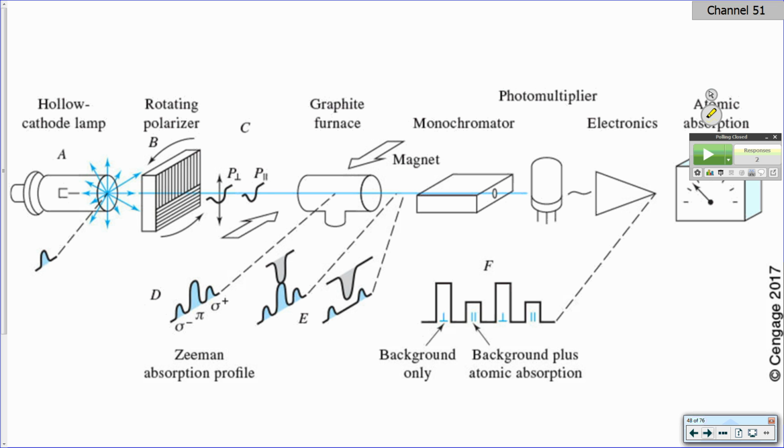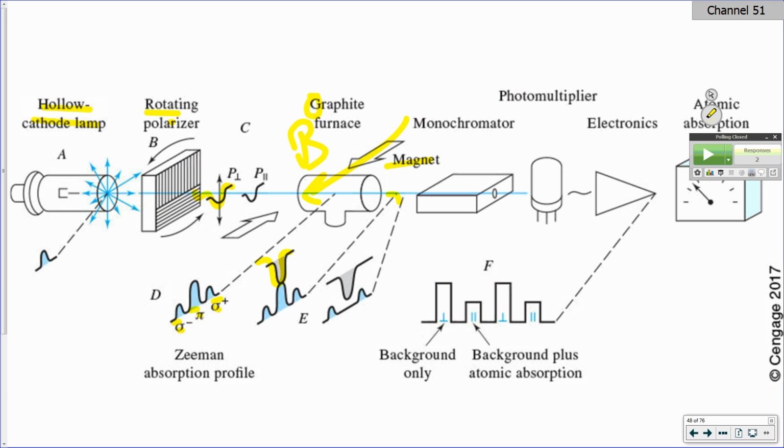Here's kind of the idea. You take your light from your hollow cathode lamp and you run it through a polarizer, which only lets light with a certain polarization pass through. And when the sample is placed in a magnetic field, B, what that will cause is this separation of light into the three different bands, and only when they match up with the polarization of the light that's exactly right will the sample absorb.